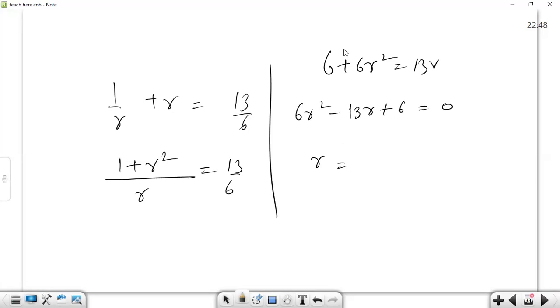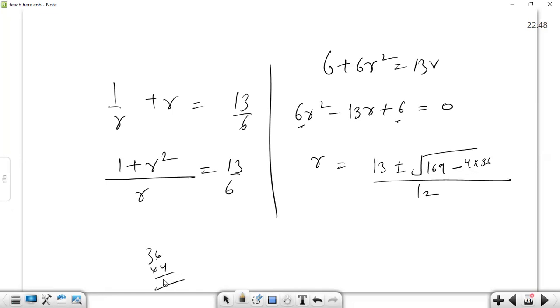Now let's apply the Sridharacharya formula. R is minus B plus minus root of B square, 13 square is 169, minus 4 into BC. Sorry, B square minus 4AC. That is A and that is C. So 4 into 36, divided by 2A. 36 into 4 becomes 144. I'm correct. So 169 minus 144 is 25. Square root of 25 is 5.